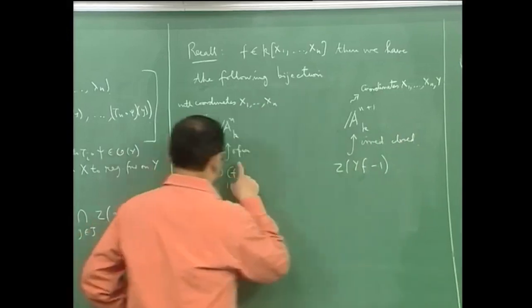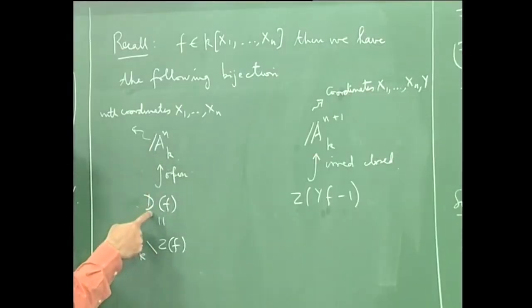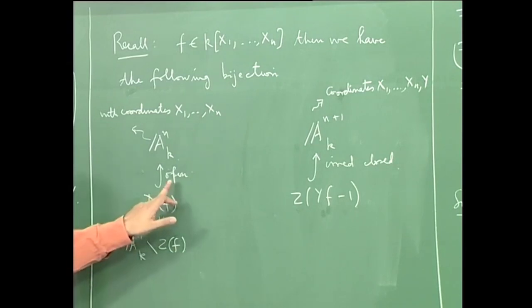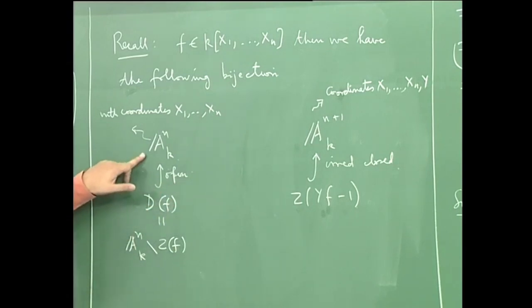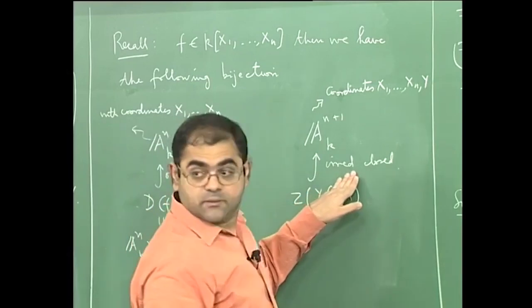Of course, you must remember that this being a non-empty open subset of affine space, I am assuming this is a non-empty set. f is a non-constant polynomial. And mind you, that is an open subset of affine space. A non-empty open subset means that it is also irreducible, and it is also dense. This set here is irreducible and dense, and this set here is irreducible and closed.